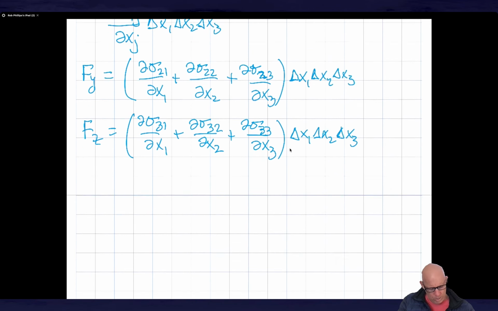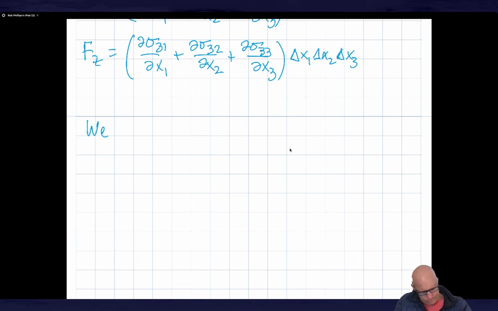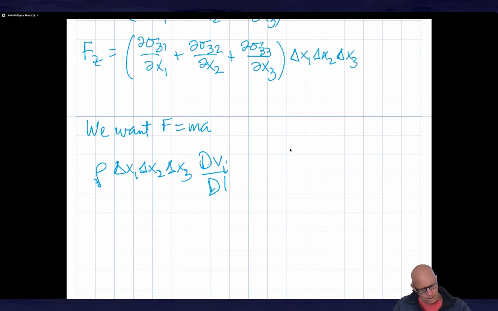So we want F equals ma, and so I know that m is rho delta x1, delta x2, delta x3, and then I'm going to introduce a new notation. This is what's called the material derivative. I'm going to explain that in a second, but this is equal to the acceleration.